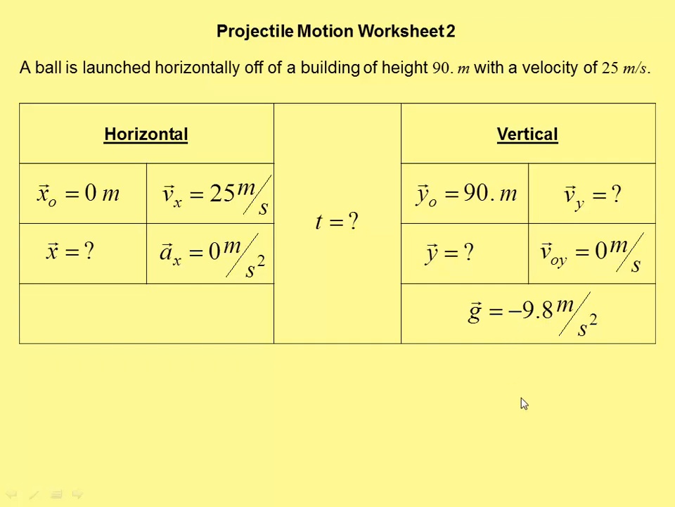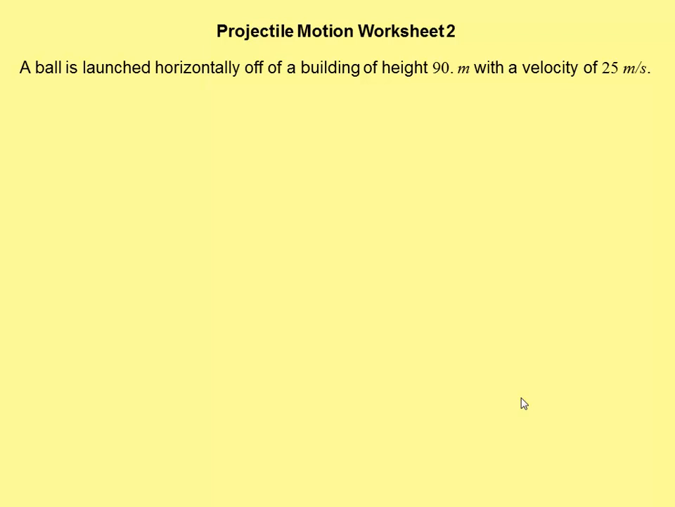Now this is a process you're going to want to go through with pretty much all of your two-dimensional projectile motion problems. You may not draw out a chart like this, but you need to think through all of the different variables. Now the next part of the problem asks us to figure out where is it after, or at 0, 1, 2, 3, 4 seconds, and so on.